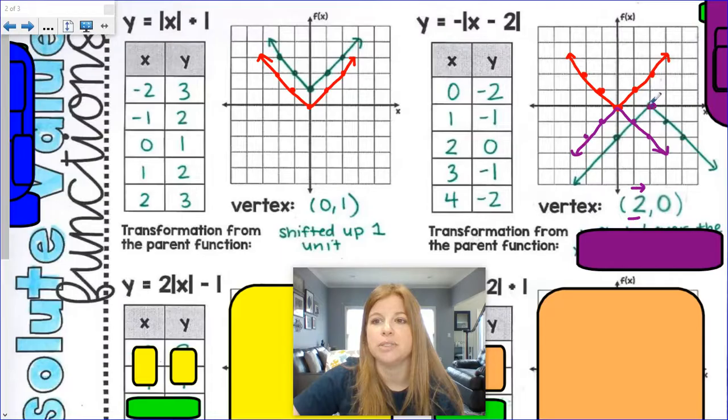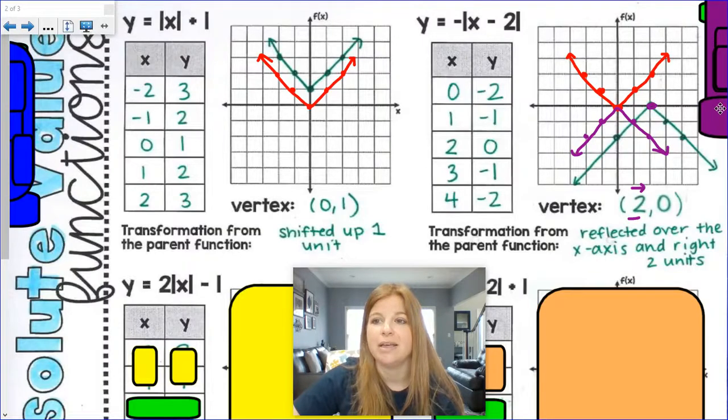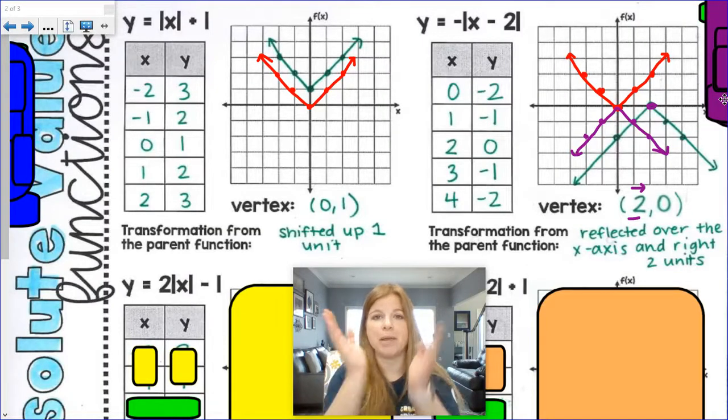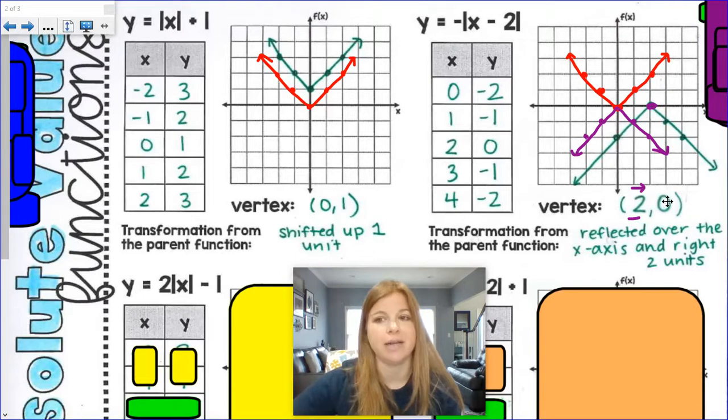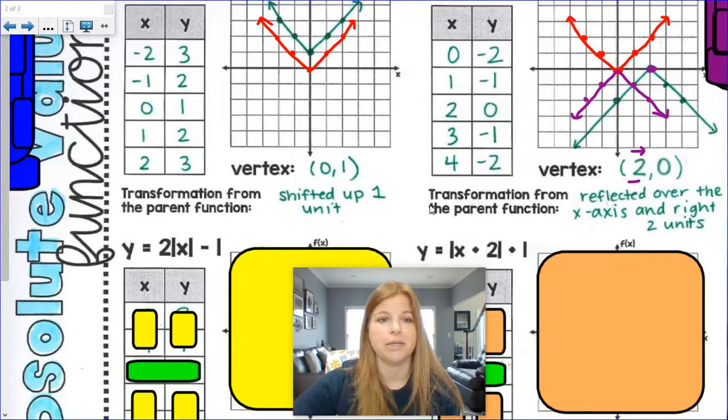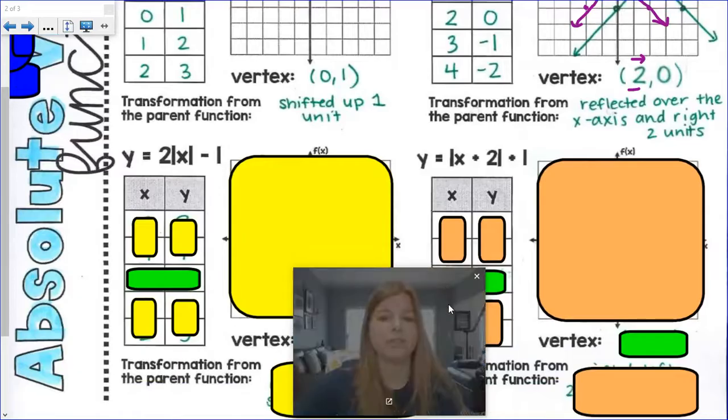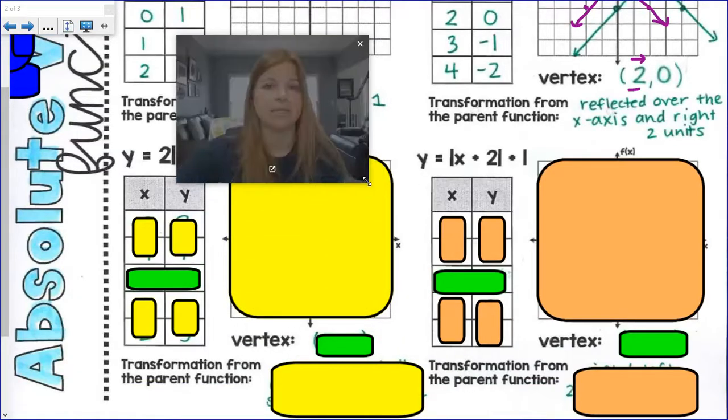1, 2. I'd be right there. And if I did that for every single point, it would perfectly map onto it, and that's exactly what's happening. So my parent function is reflecting over the x-axis, and then it's moving 2 units to the right. And that's exactly what this graph is telling me to do. Pretty good. Okay, we've got 2 more of this same exact skill.